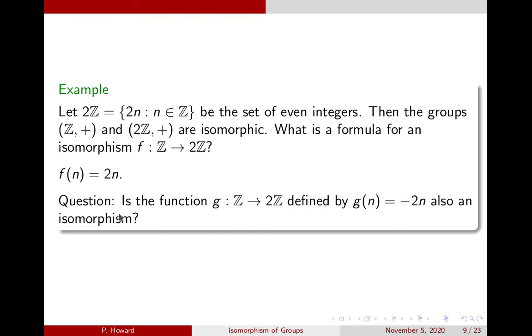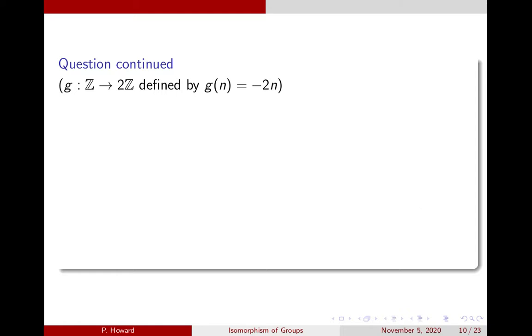So I phrase this as a question. Suppose instead of using the function f of n equals 2 times n, we use the function g from the integers to the even integers defined by g of n is equal to minus 2n. Is this also an isomorphism? Well, the answer is yes. I've just put the function up here at the top of this slide so we have it available for use. This is an isomorphism from the integers to the even integers, where in both cases we use ordinary addition as the operation.